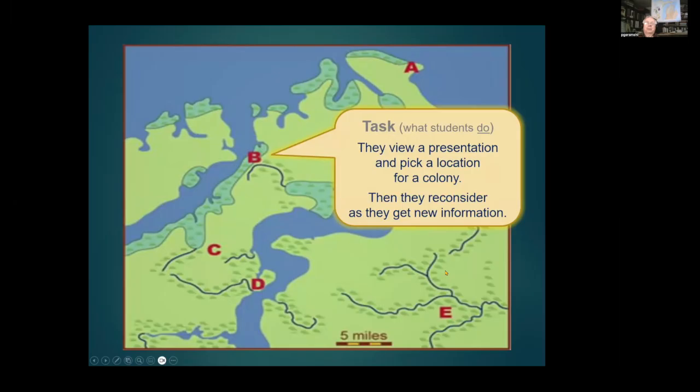This is a presentation, and Dave has made a set of interactive versions. They view this presentation, and they try to pick a location to build their colony. The map that you see in the background, however, is actually about two-thirds of the way through the presentation, because the whole point of it is that as they get more information, they might change their mind about what would be the best place to put this colony.